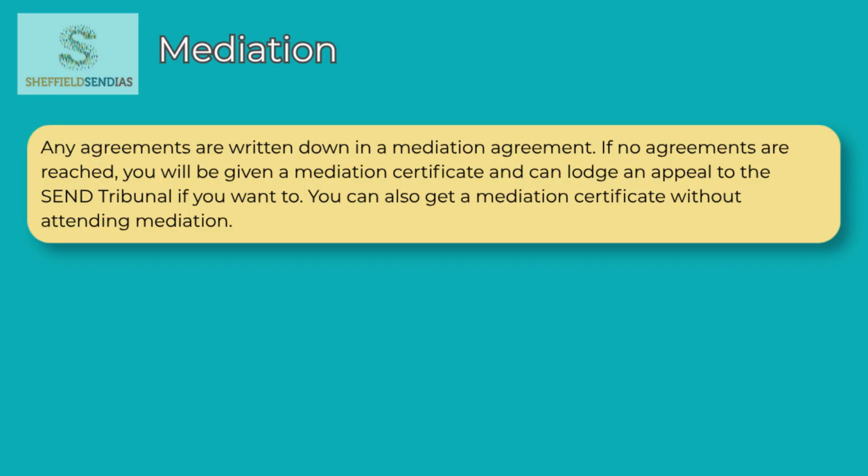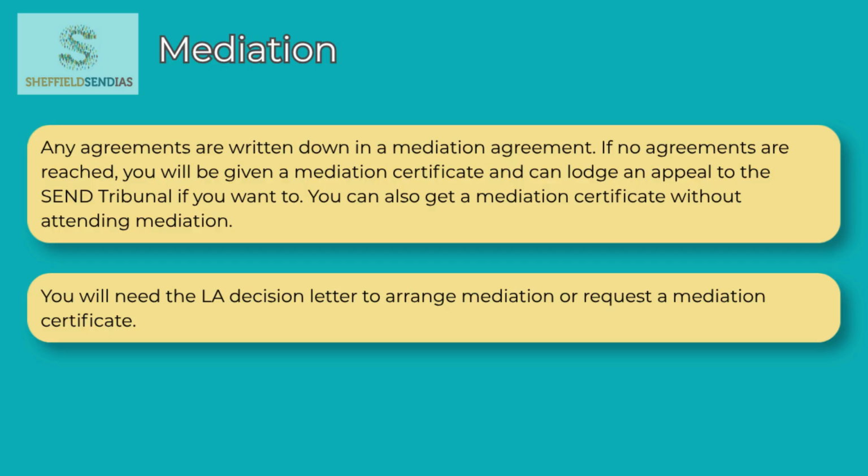You can also obtain a mediation certificate without attending a mediation appointment if you prefer. If you want to lodge an appeal against a refusal to issue decision, you will need a mediation certificate. You will need the local authority decision letter to arrange a mediation appointment or to request a mediation certificate, so it's important to keep it somewhere safe. We have another video about mediation on our YouTube channel which goes into more detail about how to prepare for the meeting and what to expect.